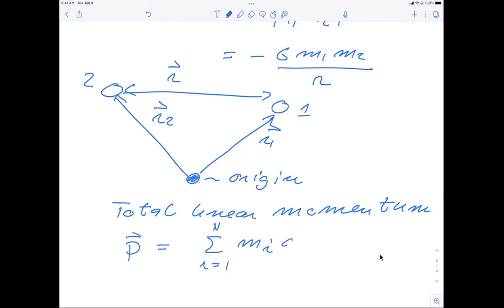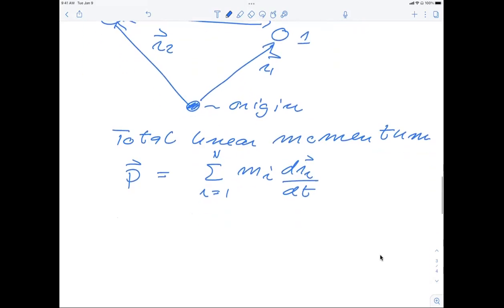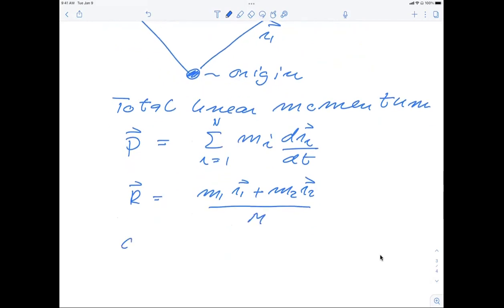That means that we have d of Ri over dt. When we look at the definition of R, which is given by M1 R1 plus M2 R2, divided by the total mass, if I take its derivative, dR/dt, this is simply 1 over M times the sum from i equal 1 to 2 of mi times d of Ri over dt.